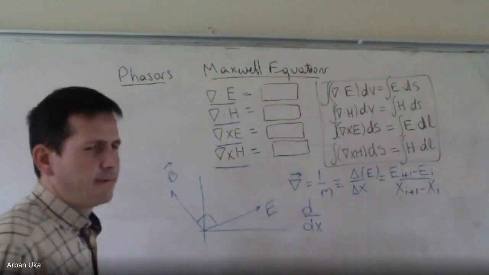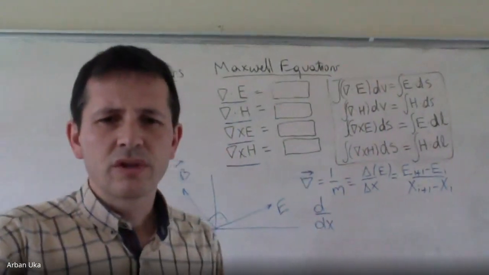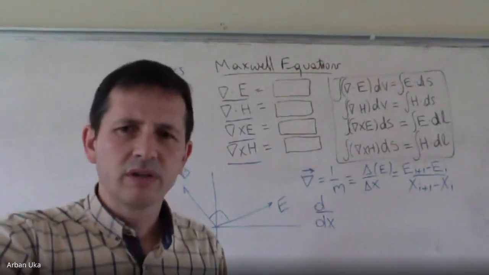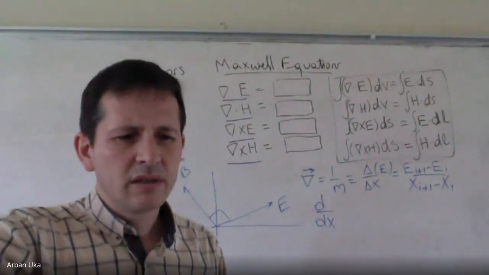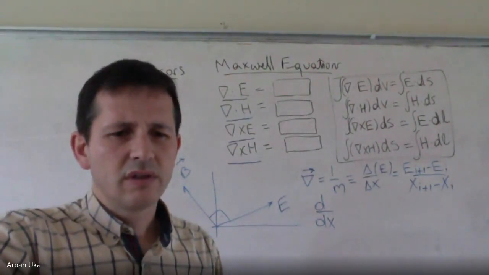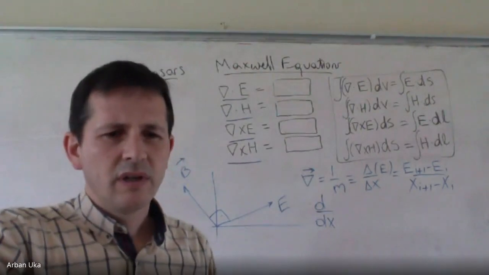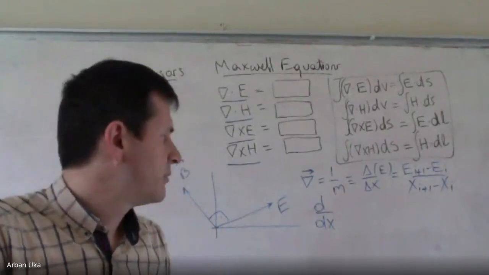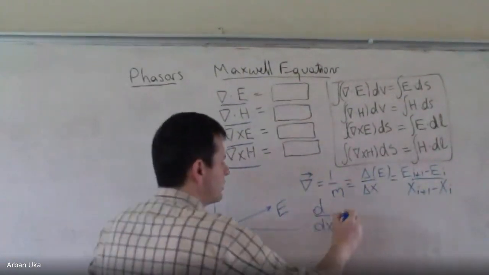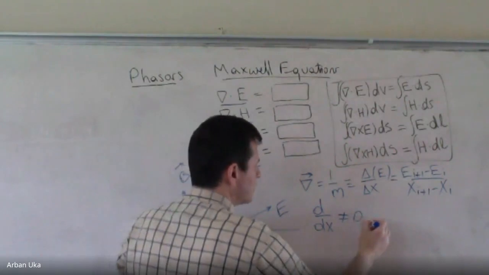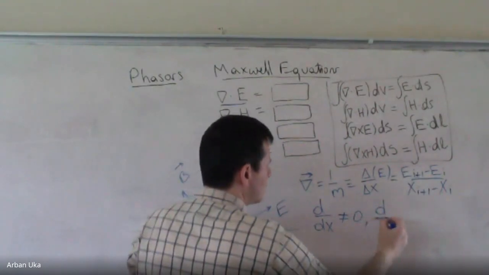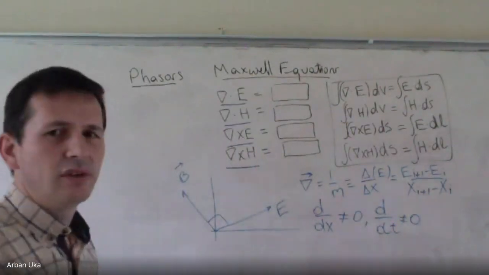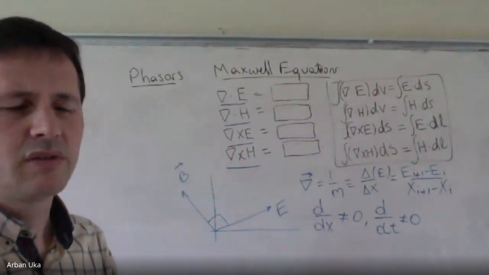Then we started this course with deriving all the laws from electrostatic condition. Then we had the magnetostatic condition, and then we moved to the time where the electric field and the magnetic field vary as a function of time. And at that moment, this is different from 0. When time is a factor, we have also d over dt different from 0. So we have d over dx different from 0, and d over dt different from 0.